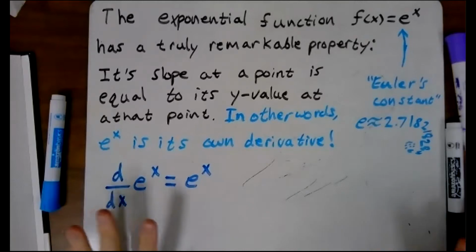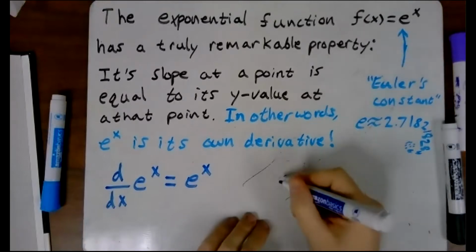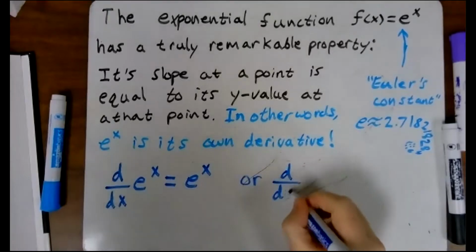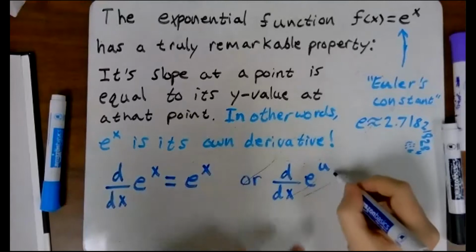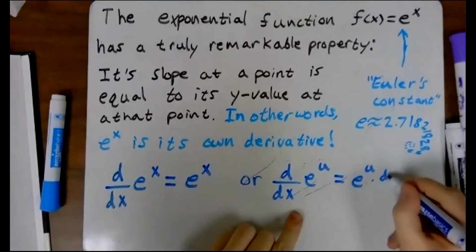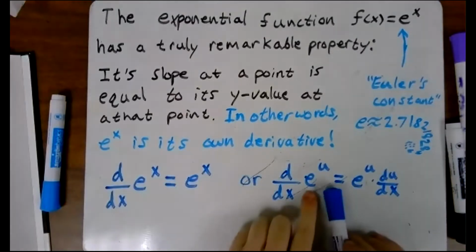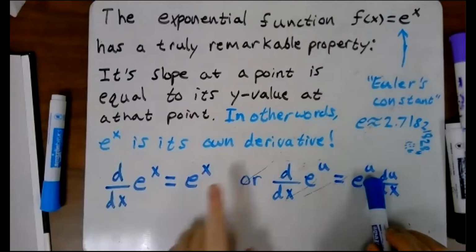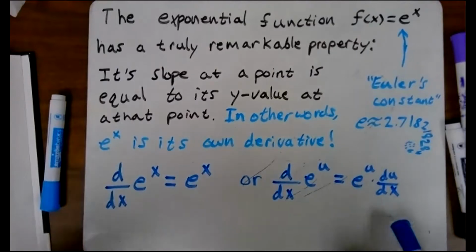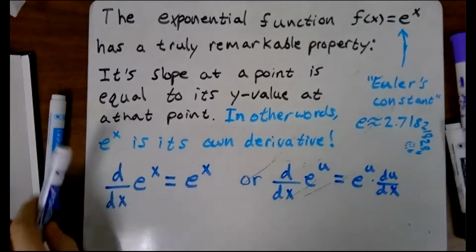So we can also write this rule so that it has the chain rule built in. The derivative with respect to x of e to the u power is equal to e to the u times the derivative of u with respect to x. So we're taking the derivative of the outside, which, because it's e to the x, is itself. The inside is left intact, and we're multiplying by the derivative of the inside. So this rule is the same as this rule, it just has the chain rule built in.